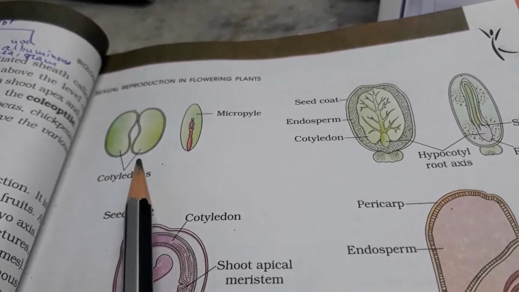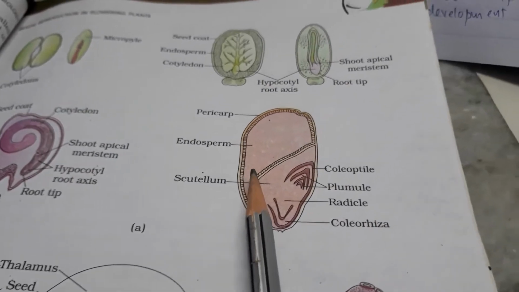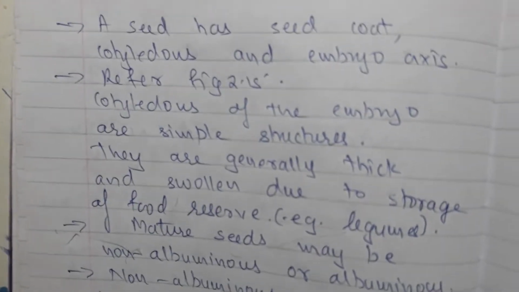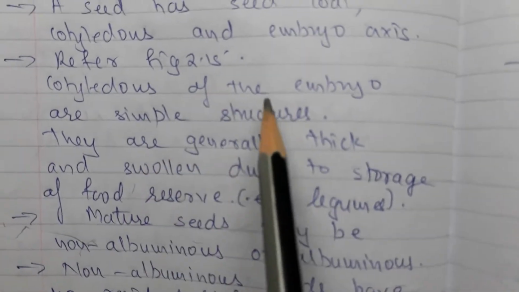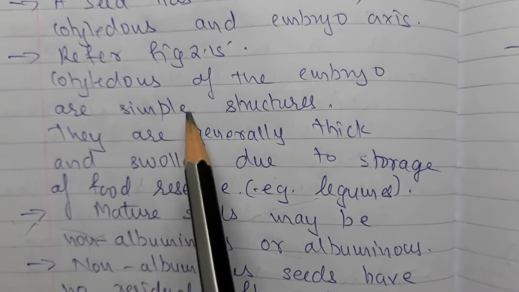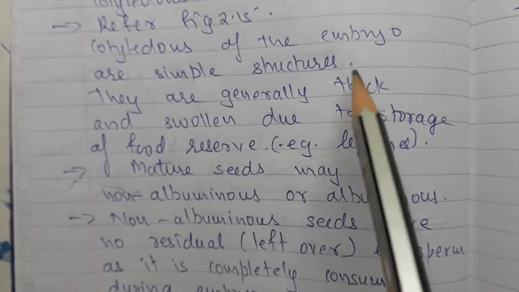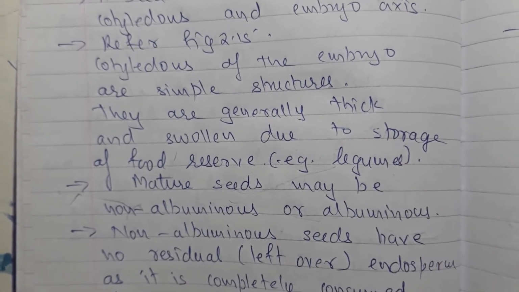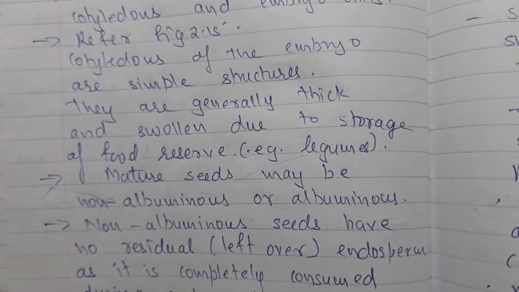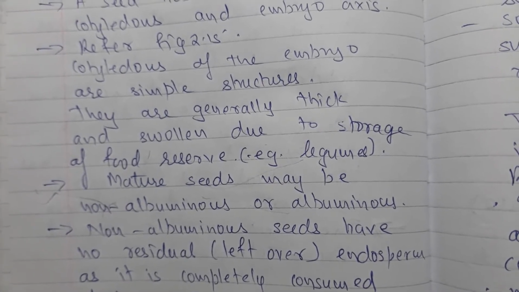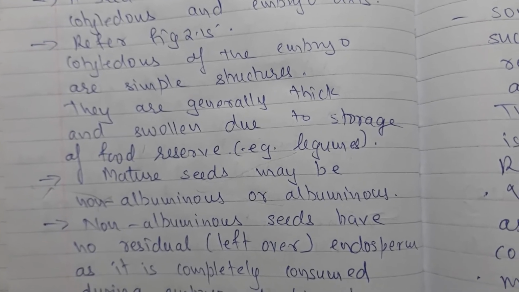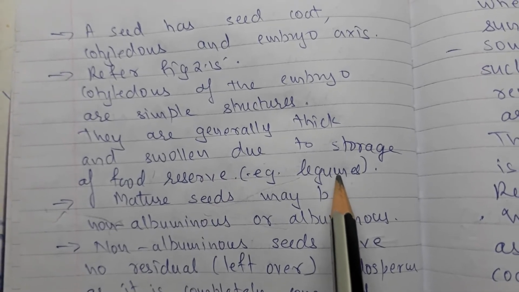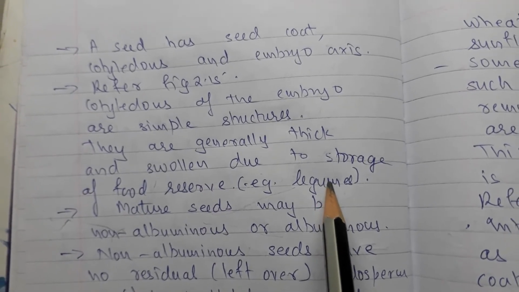Dicot, monocot, and how they are going to develop in future. So we have seen the diagrams. Cotyledons of the embryo are simple structures. They are generally thick and swollen due to storage. When you break the seed, groundnut or the peas, it splits into two, and these are the cotyledons, full of food reserves. Legumes, correct? Peas, beans, val, and watana.